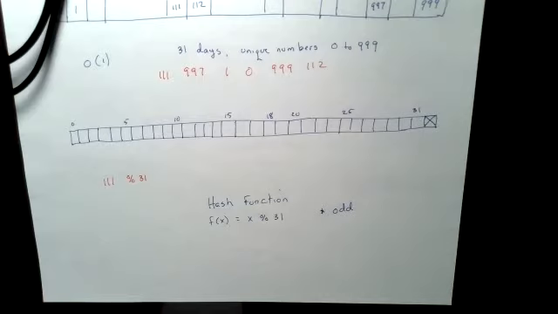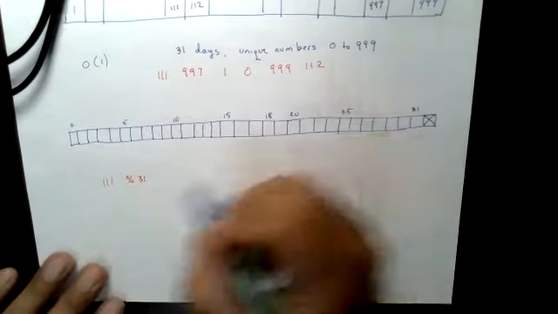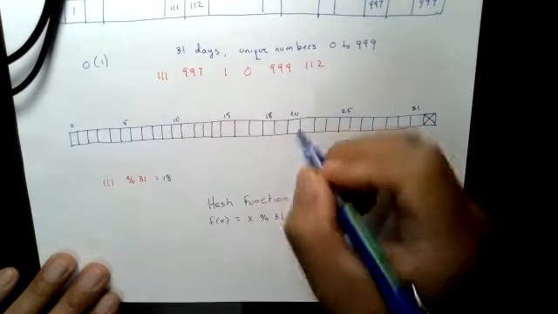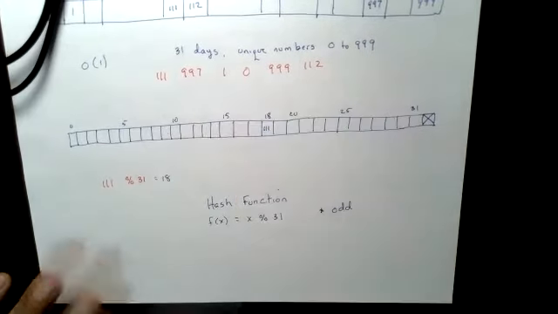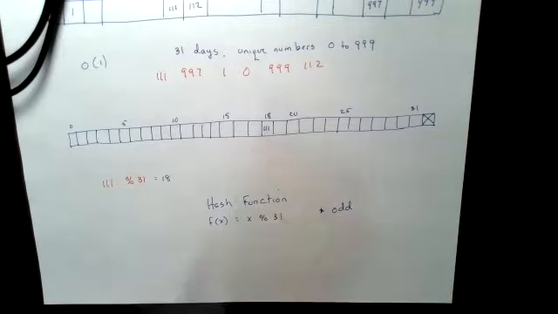31 times 3 is 93. 7 more gets me to 100. So 7 plus 11 more, 18. So I'm going to store this in 18, 111. Then when it comes time to search for it, boom, I'm going to apply the function and go right to 111.